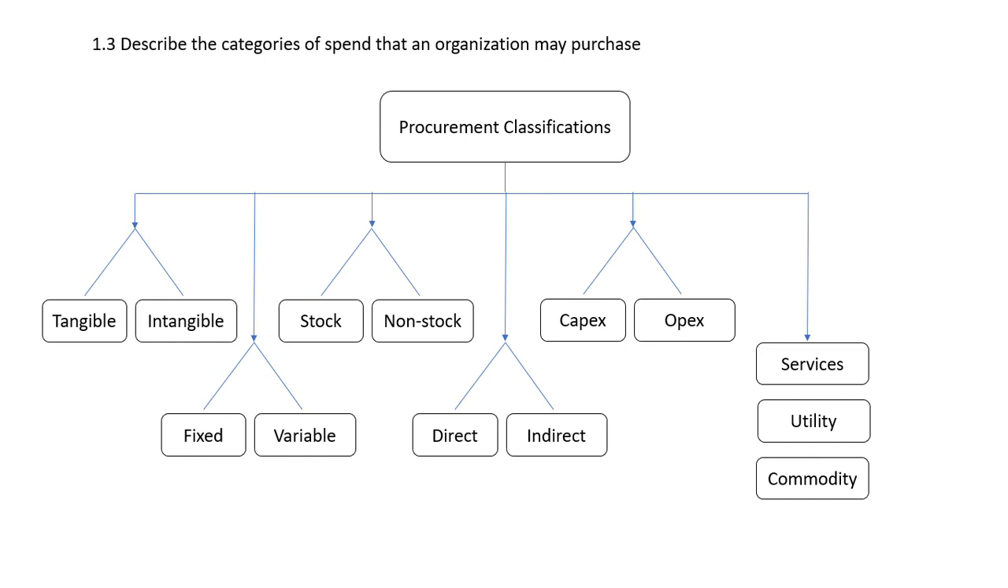Organizations typically categorize their spending into several key areas to better manage and optimize their procurement processes. Here are the main categories of spend. Procurement classifications: tangible, intangible, fixed, variable, stock, non-stock, direct, indirect, CapEx, services, utility, commodity. Previously, we explained tangible and intangible. We said tangible like products and intangible like services. Today, we will continue with the procurement classifications.